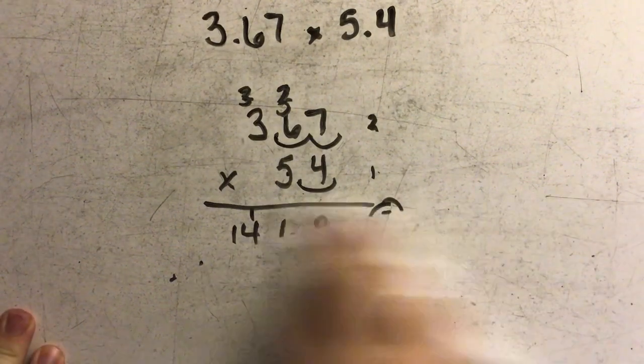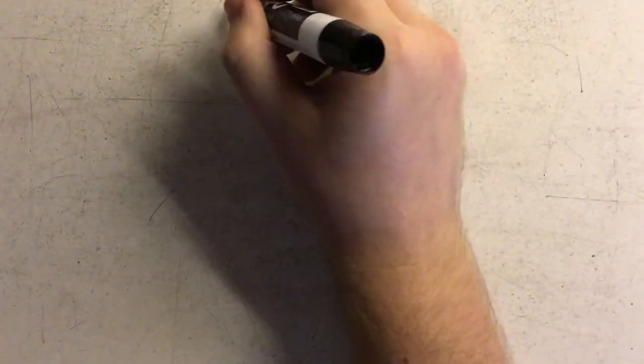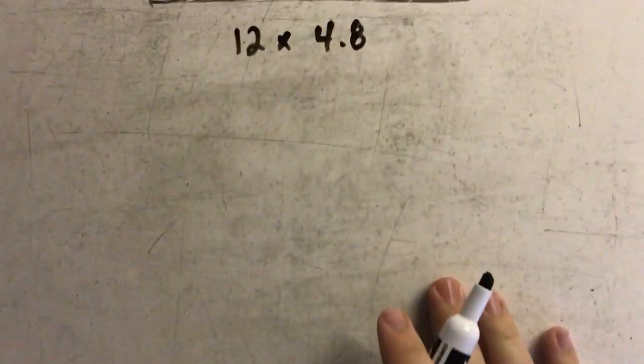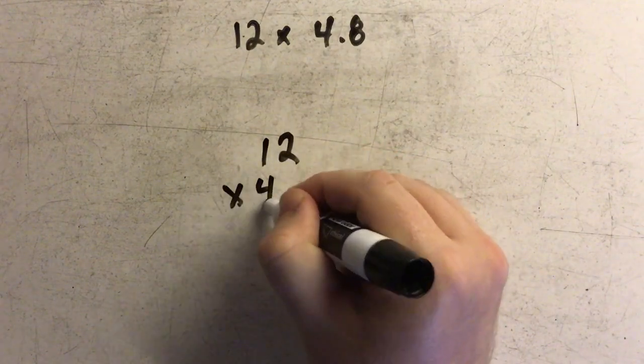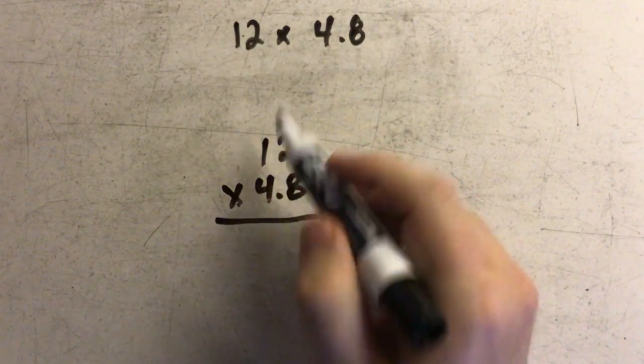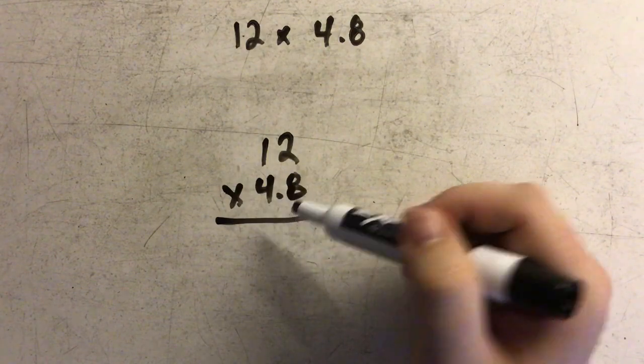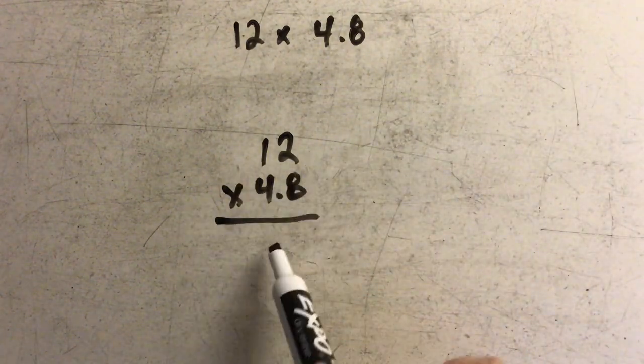Let's try one more example. This example will multiply a decimal by a whole number. So let's say I have 12 times 4 and 8 tenths. Again, I'm going to set my problem up. It doesn't matter which side you put them on when there's the same amount of digits, but I'm going to set it up like this.